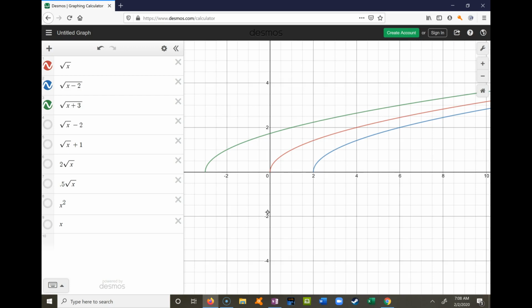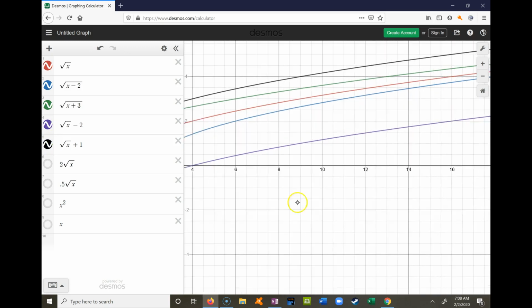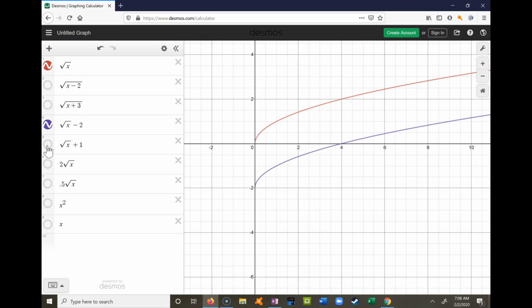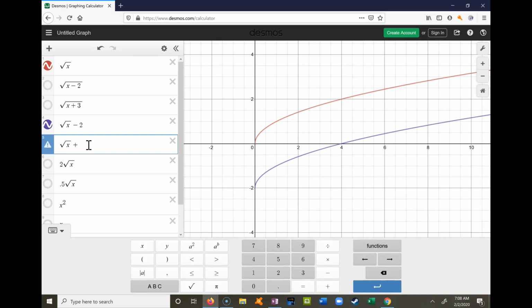And then notice if we do the same thing, adding and subtracting on the outside, let's clear that out for a minute so you can see that it's just moving it up and down. The purple one is the same as the red one, only it's been moved down 2. And the black one has been moved up 1. And if we change that, put a 3 in there, it just moves it up even further.